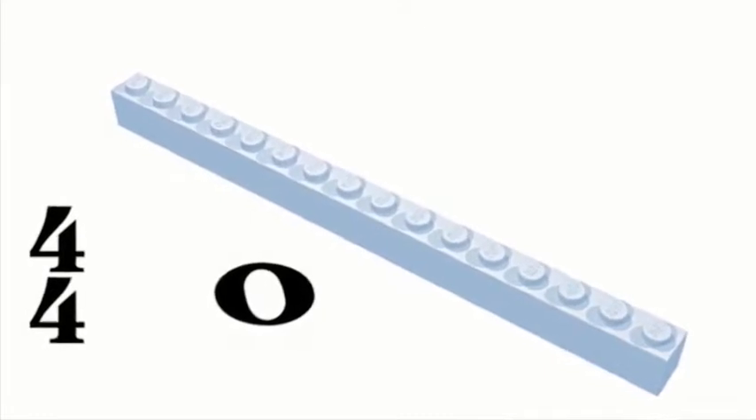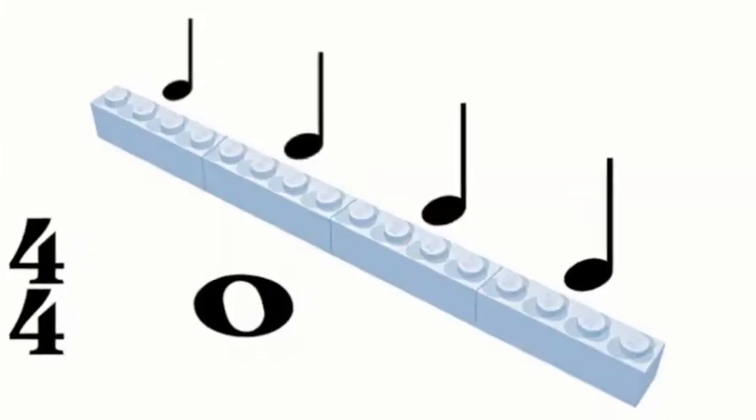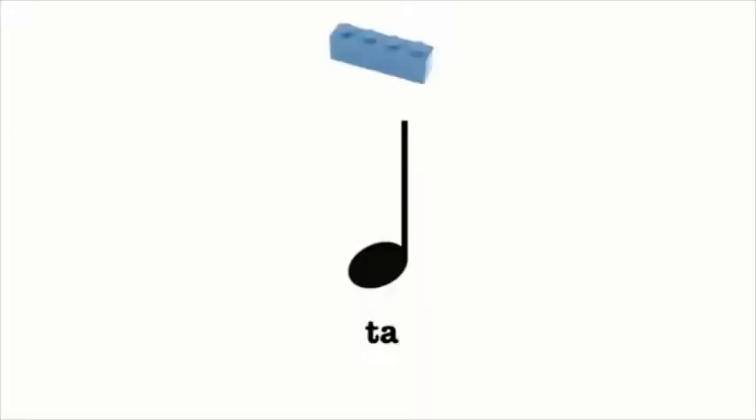I want you to notice that there are 16 little bumps or nodes on this Lego. Let's continue to play with 4/4 time, which means we're going to break the long Lego into 4 parts or 4 quarters.